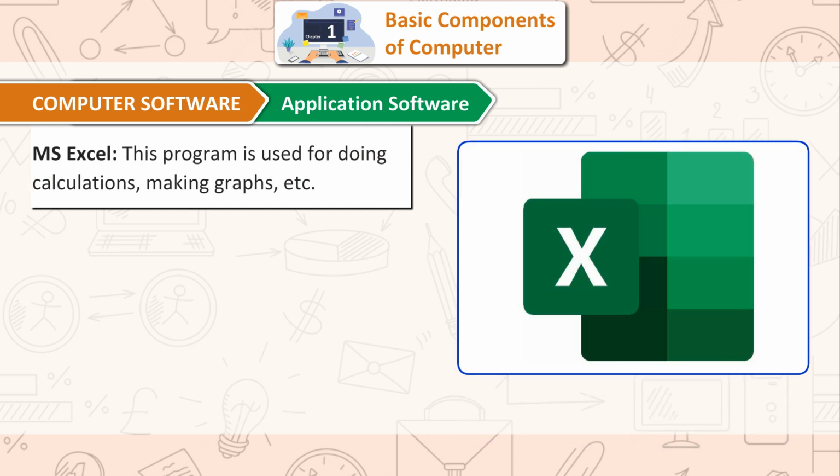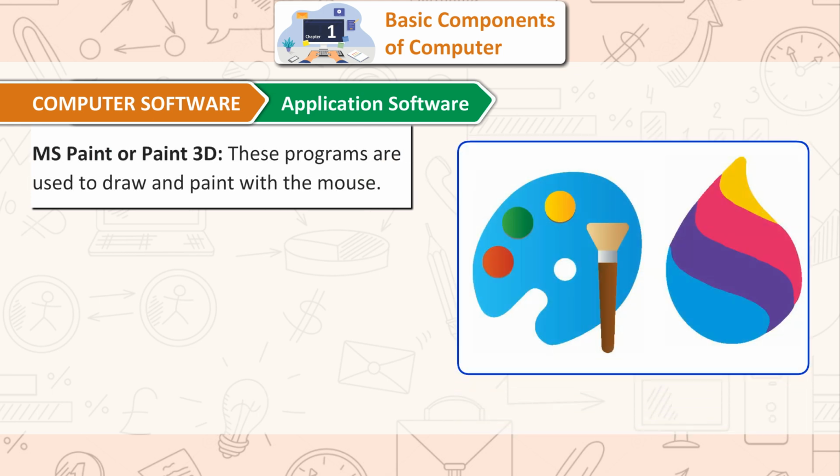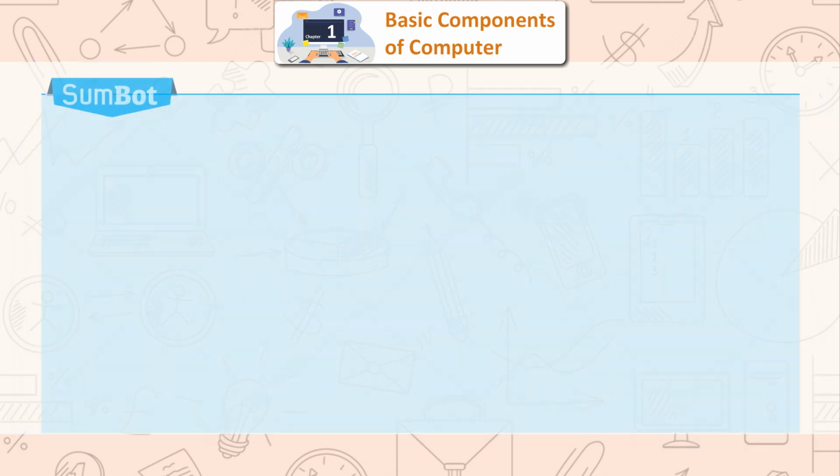MS Word. This program is used to create, edit, and save documents. MS Excel. This program is used for doing calculations, making graphs, etc. MS Paint or Paint 3D. These programs are used to draw and paint with the mouse.